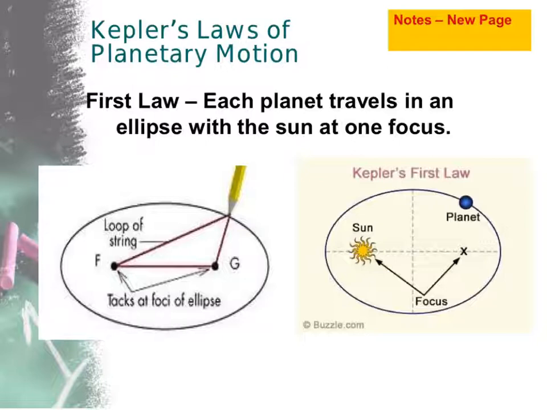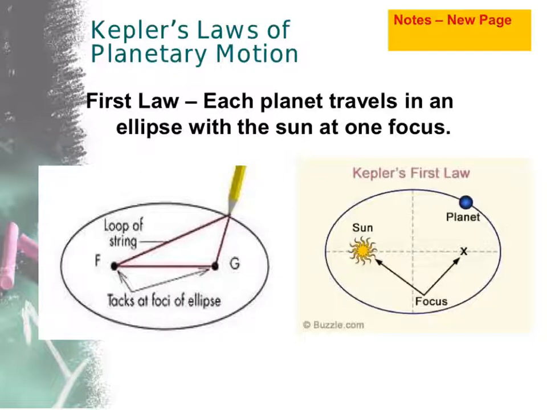the planets don't actually travel in a circle. That was revolutionary. And it turns out that Kepler was able to figure out, using Tycho Brahe's data, that planets actually travel in an ellipse around the sun, and the sun happens to be at one focus of the ellipse.